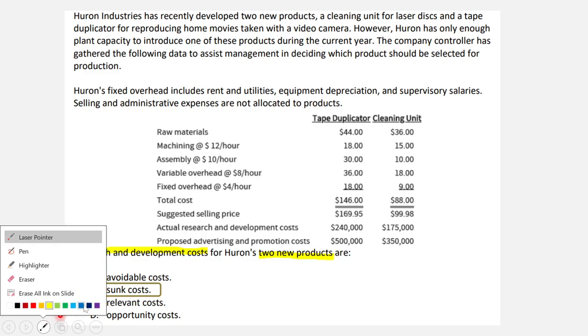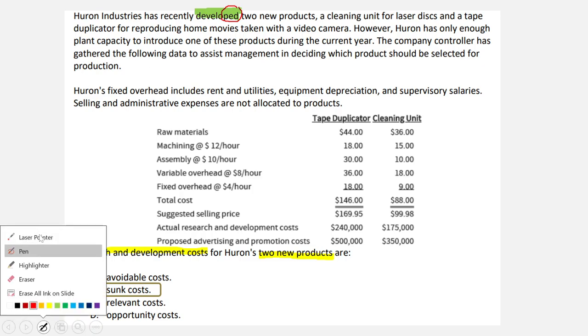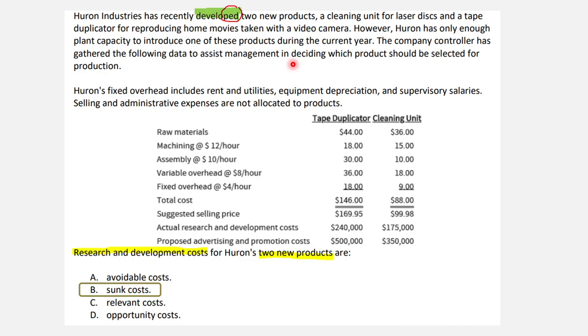The only relevant line here is the first line of the paragraph. Kung titingnan ninyo, ang kailangan nyo lang na impormasyon, Huron Industries has recently developed two new products. The fact that it is already developed means that it was already incurred, no? Past tense to, ha? The word develop here is past tense, no? So from the word develop, which is past tense, it was already incurred. The research and development cost was already incurred.